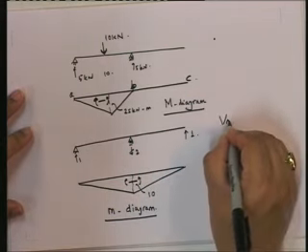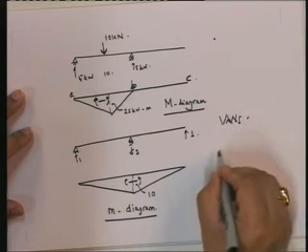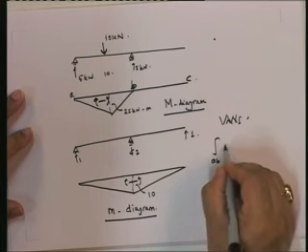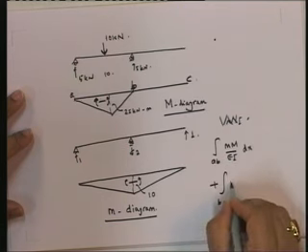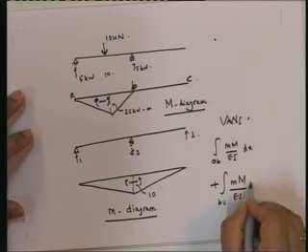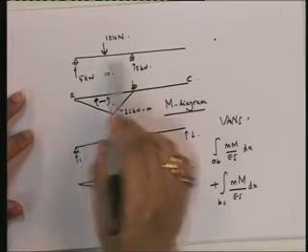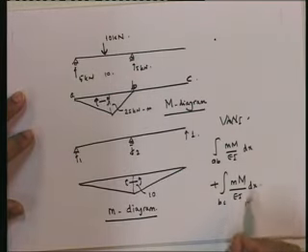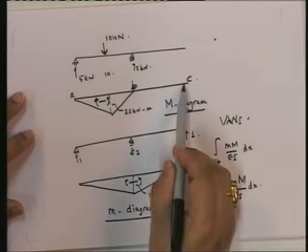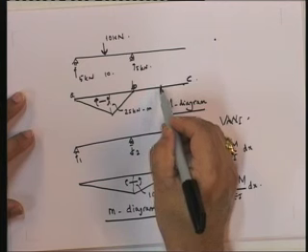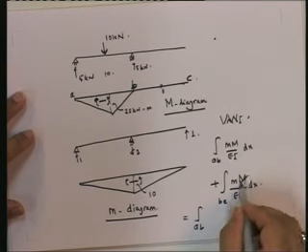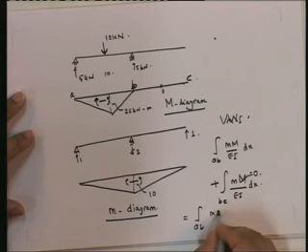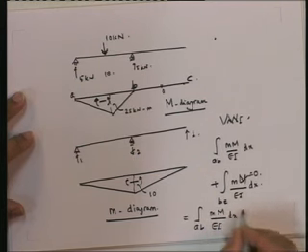Okay, and now the internal work done is going to be equal to integral over AB of small m capital M upon EI dx, plus integral over BC of small m capital M upon EI dx. We will assume that the EI for both spans are the same. Okay, but look at this. If you look at BC, in BC, what is M? M is equal to 0. So therefore, since this M is equal to 0, this becomes only the integral over AB.